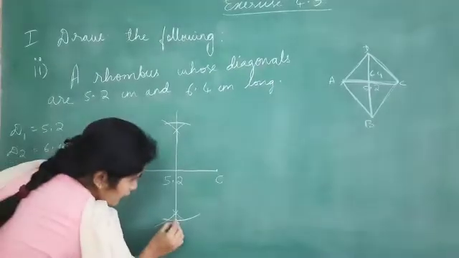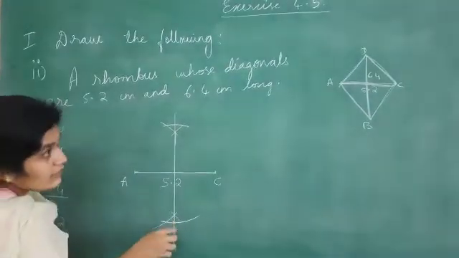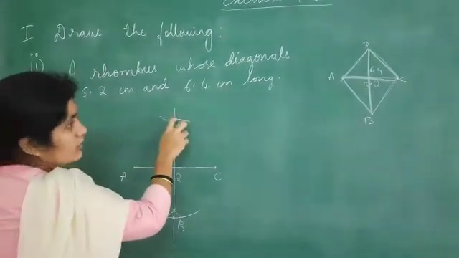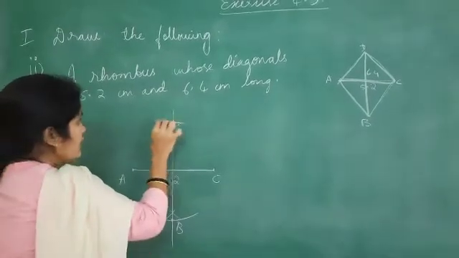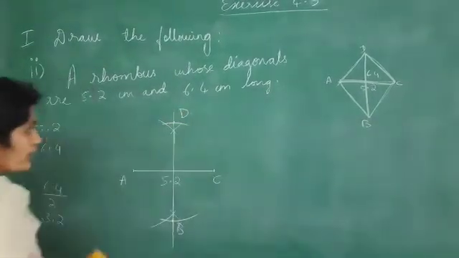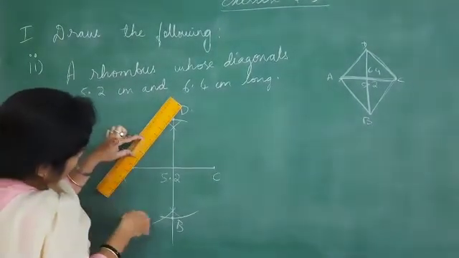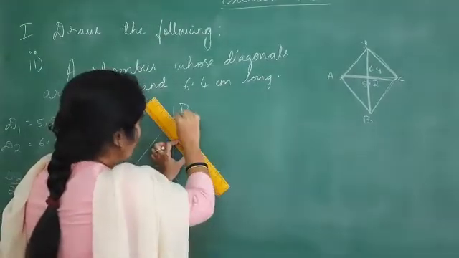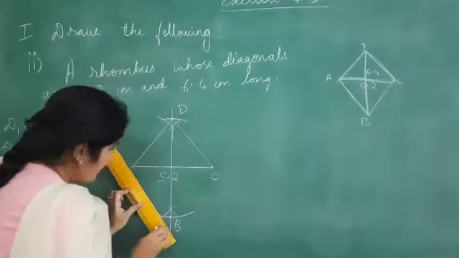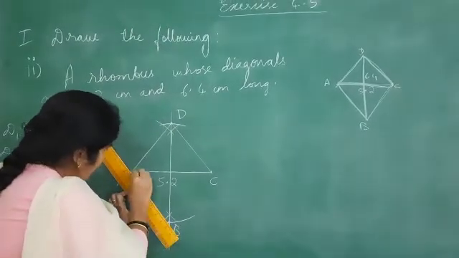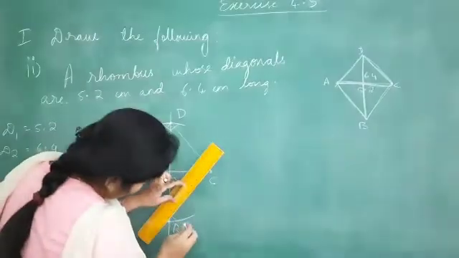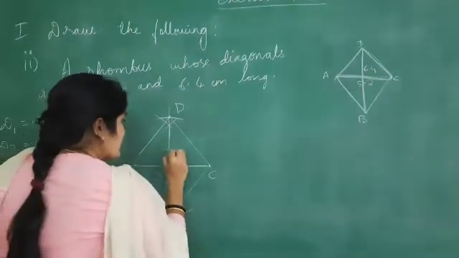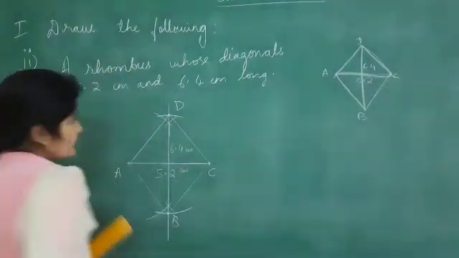Now this point of intersection of the perpendicular line and this arc will be your B, and the point of intersection of the perpendicular line and this arc where those meet will be D. Now join DA and CD, BA and CB or BC. Now this is 5.2 and this is 6.4 centimeter. So thus the rhombus is constructed.